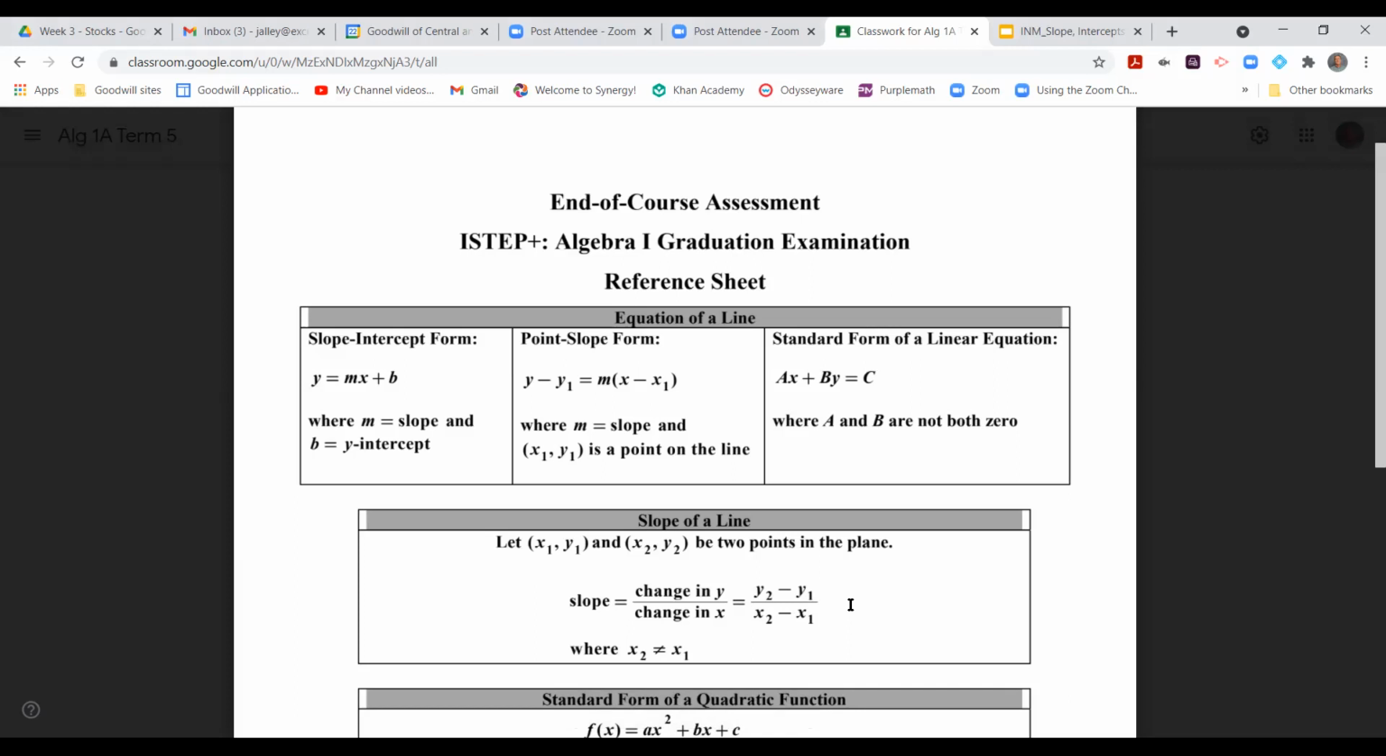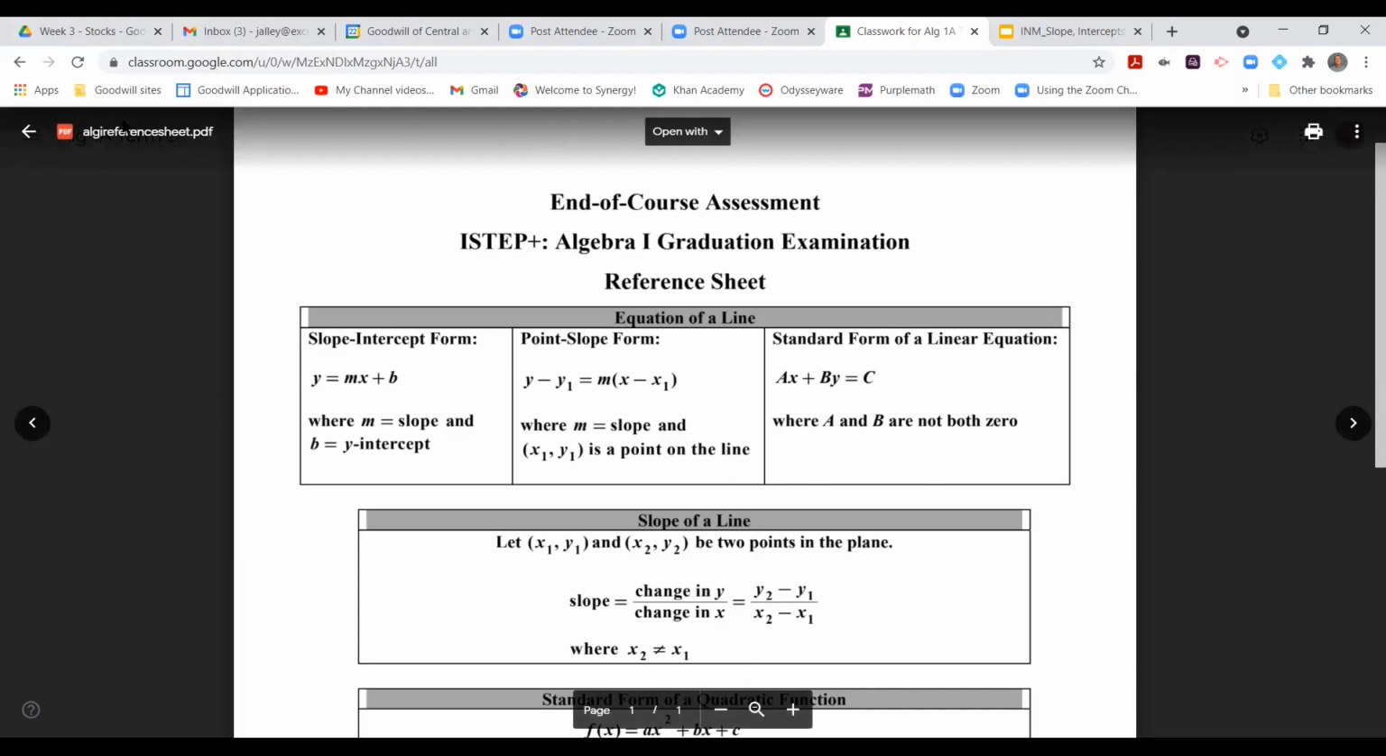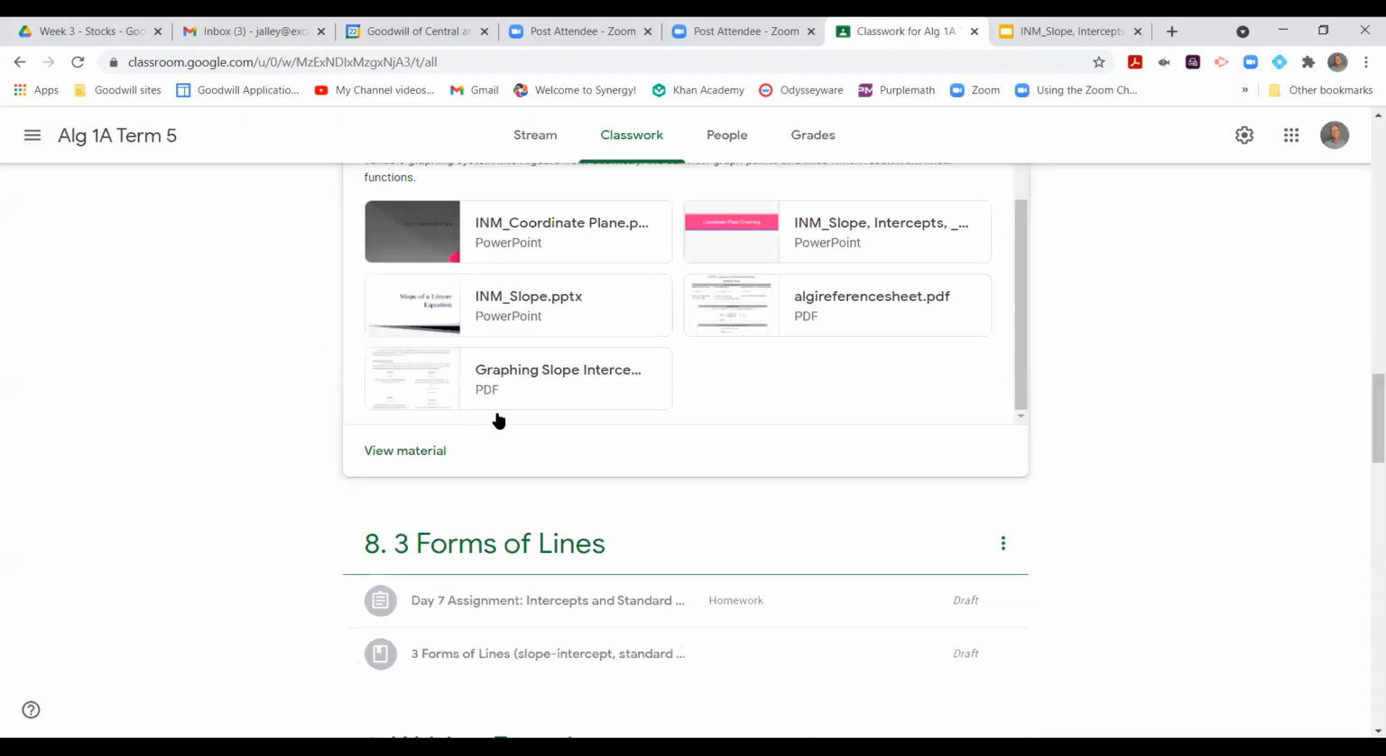So if you have the opportunity to screenshot this or print it out, I would encourage you to do that, because this will come in handy the rest of the term. We'll be using all of these. Anybody got questions? All right.